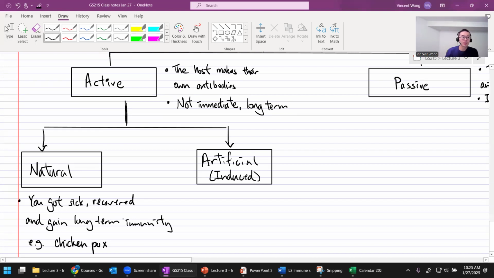Okay, chickenpox. If you are a little bit older, you probably got chickenpox through natural means. But if you're a little bit younger, you might have received a vaccination for it. If you receive a vaccine, then that's a different kind of immunity. But if you caught it naturally and you recovered from it, and now you have long-term protection, we call that natural active.